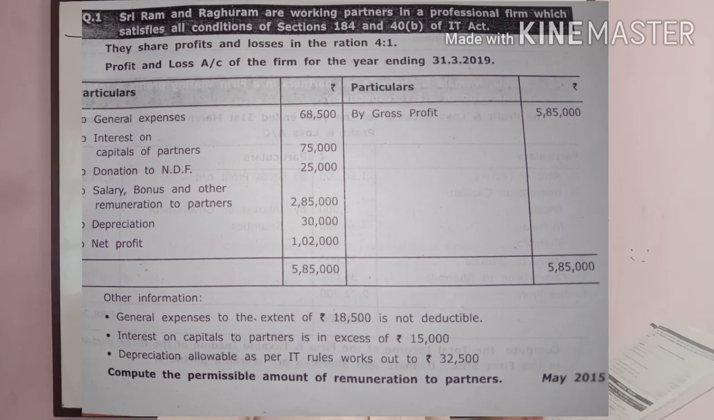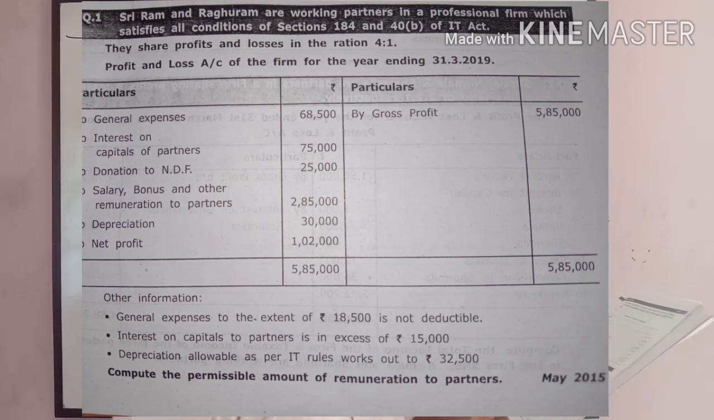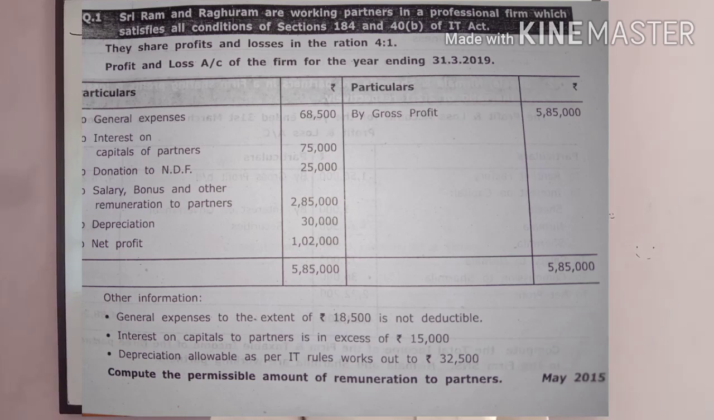Other information: general expenses to the extent of 18,500 are not deductible. Interest on capital to partners is in excess by 15,000. Depreciation allowable as per IT rules works out to rupees 32,500. Compute the permissible amount of remuneration to partners. This is one kind of problem.